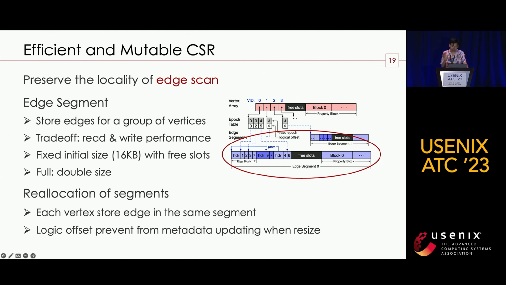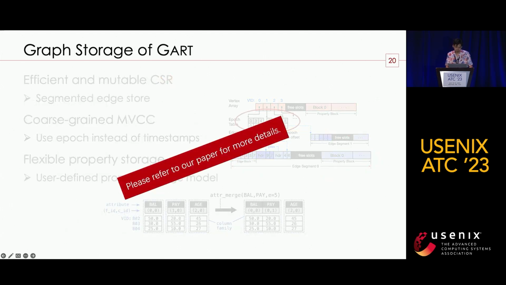To prevent metadata updating when segments are relocated, each vertex stores its edges as a series of edge blocks stored in the same edge segment and indexed using a logical offset. So when the edge segment is relocated, the logical offset remains unchanged to prevent data rewriting. Please refer to the paper for the storage details and the other two storage designs.